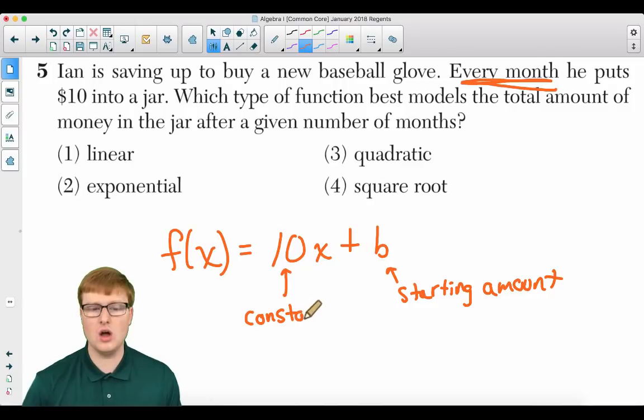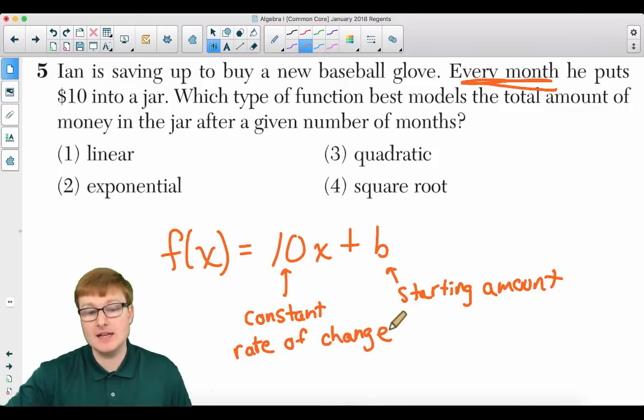I just said something quite interesting. This is a constant rate of change. I'm going to say that one more time. This is a constant rate of change. What type of function best models a constant rate of change? Yes, your answer is choice 1.